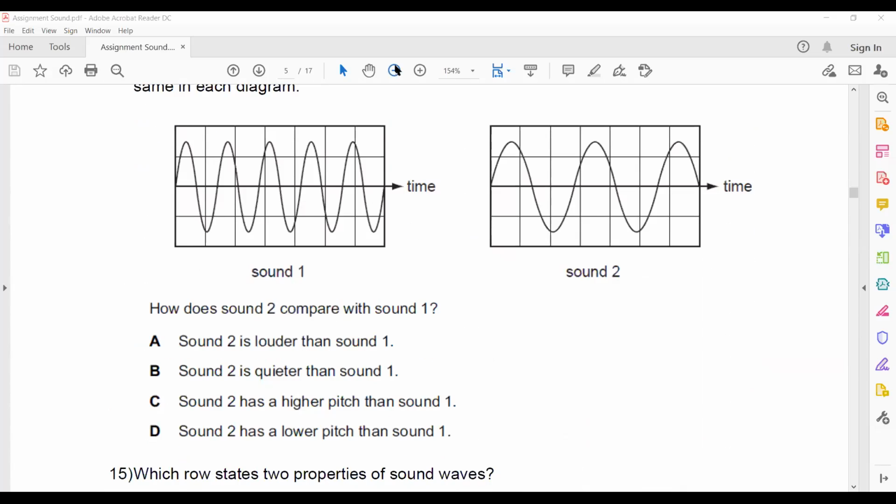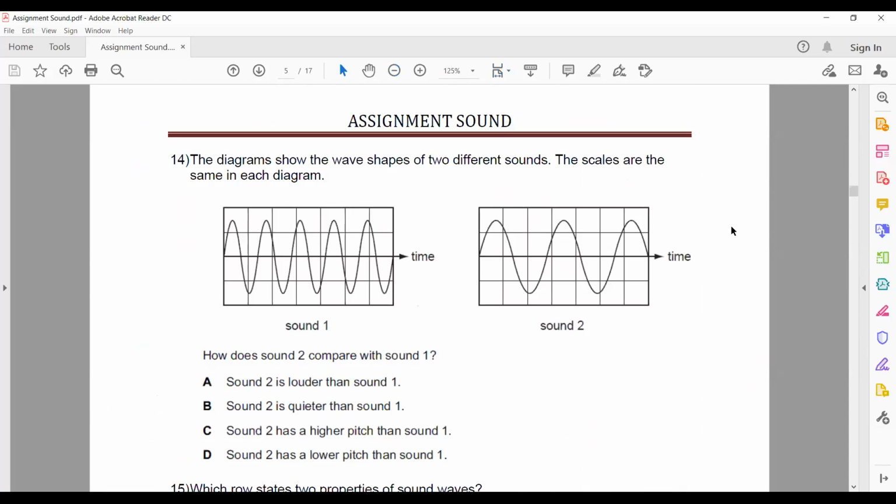Question 14. The diagram shows the wave shape of two sounds. The scales are the same in each. How does sound 2 compare to sound 1? Pitch means number of vibrations. Loudness means amplitude.